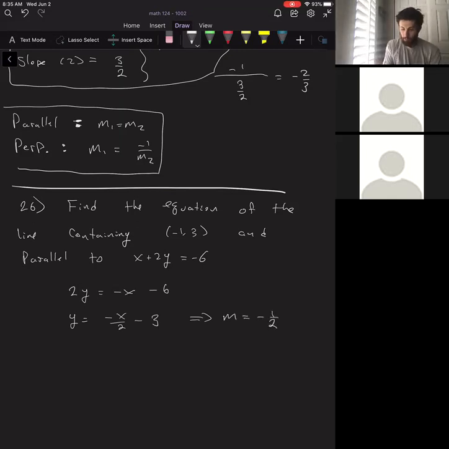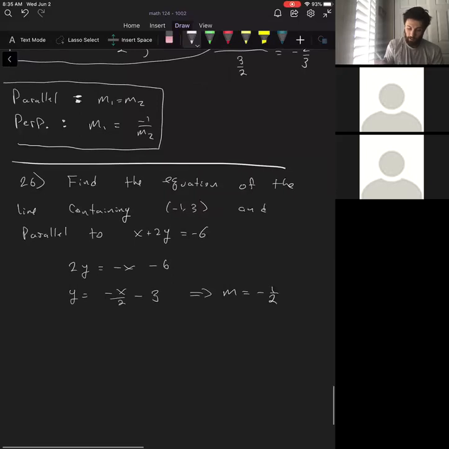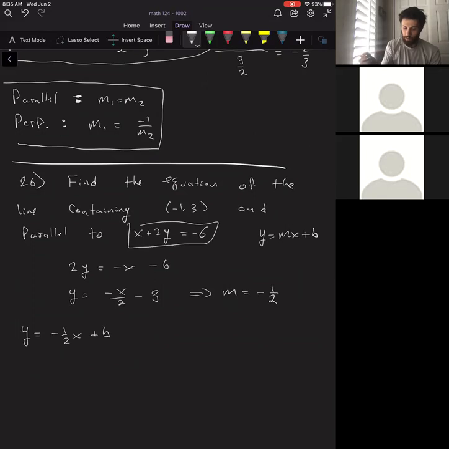And so the parallel slope means the same slope. So we want to keep that same slope. So we'll have y is equal to -1/2 x plus b. We need to find what b is equal to now, because remember, what we're looking for is y is equal to mx plus b. So we need to find our m and our b. Our m is the slope, and we're parallel to this line, so the same slope as that line, which we just found was -1/2. And now we just need to find b.